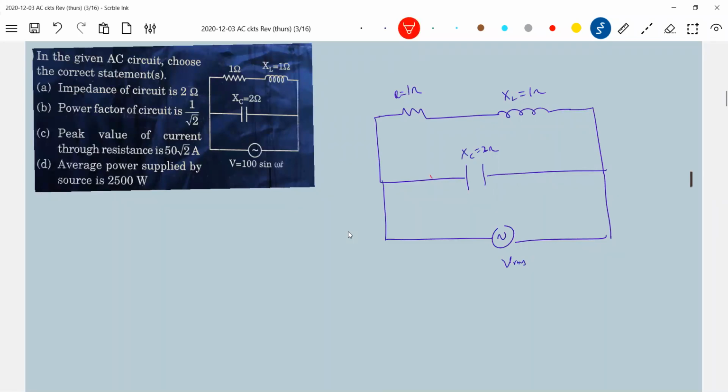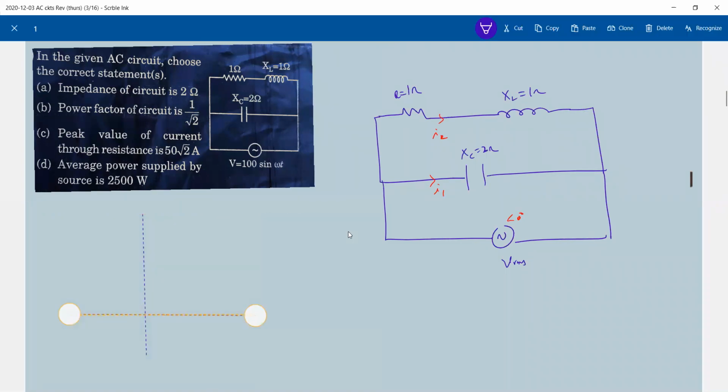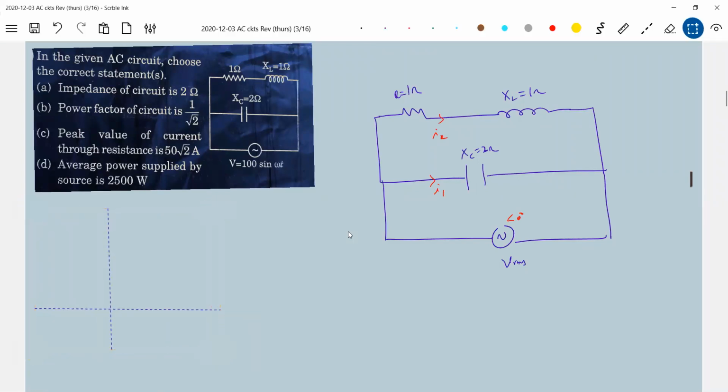Later on we will write it here. Let the current here be I1 and the current here be I2. Let the voltage be the reference, so get into the phasor diagram. VRMS is what we are taking as reference. Let it be like this here. So VRMS is this one, or you write VS, the voltage of the source. This is 100 by root 2.